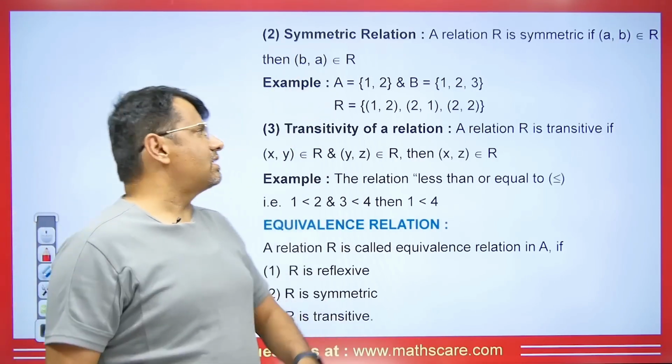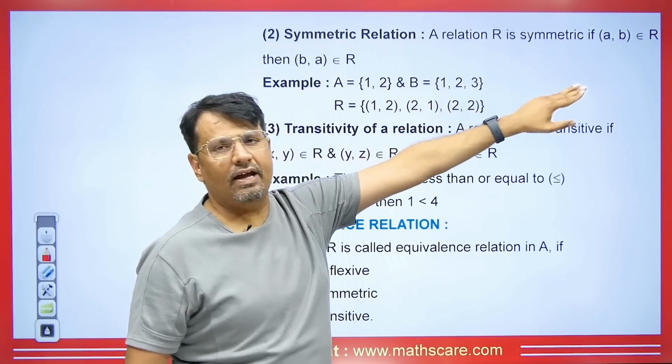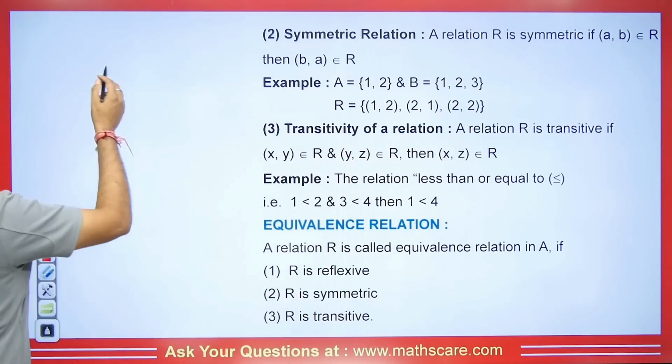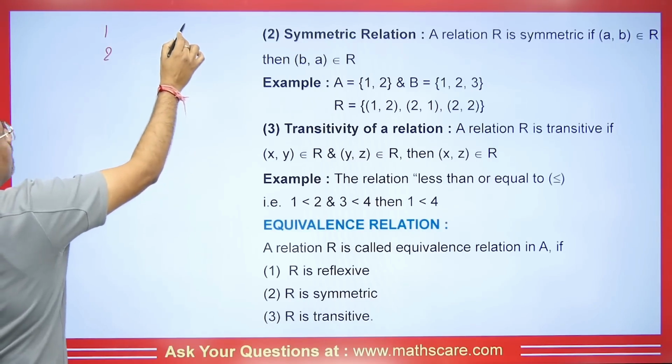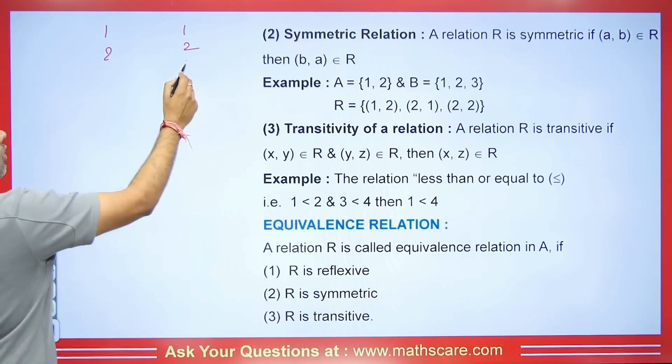So the concept of symmetry is, if we have any element A, B going to R, then B, A should also go in R. For example, here, if I say that 1, 2 is right, and this is given to us. 1, 2 clear? Now from here we take 1, 2, 3 and 4 in here.